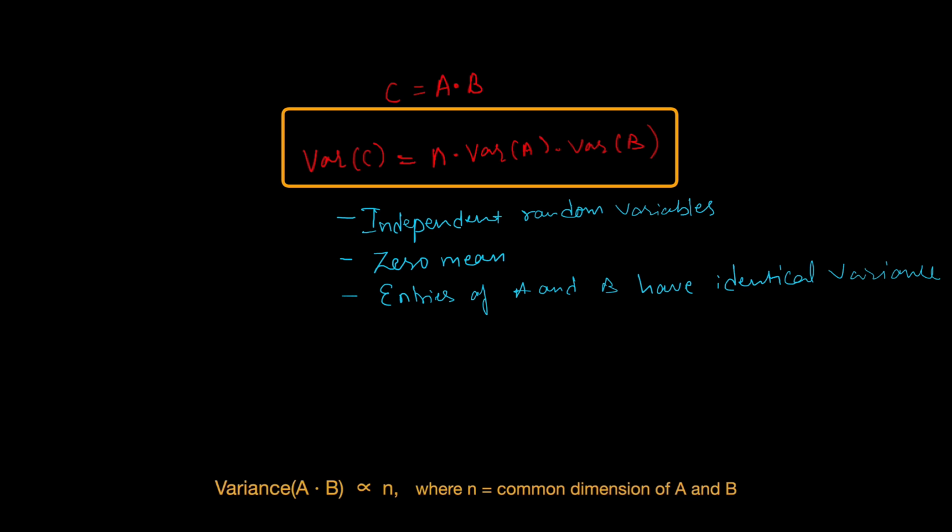But this is an ideal condition. We might not always have zero mean for A and B, but generally we can say that if our mean of A and B is roughly close to zero, then the variance of C can be roughly equal to n times variance of A and B.